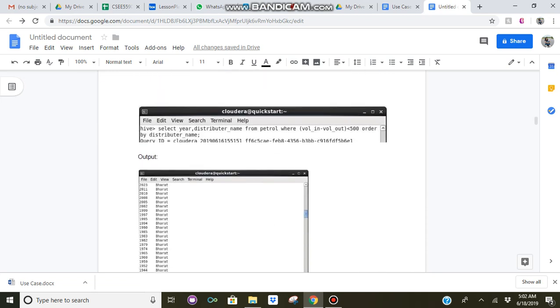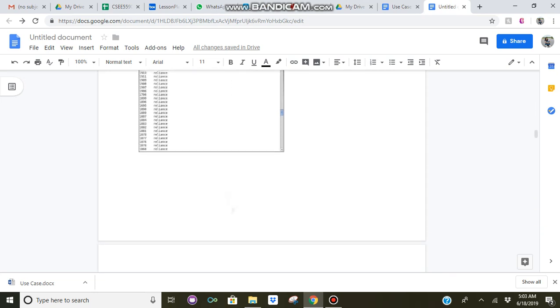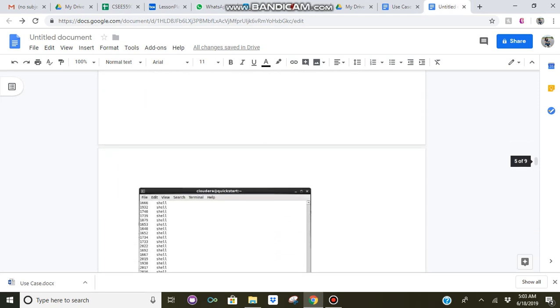And query 4 is about finding the distributors who have a difference, along with the year and the difference in that year. So in this we are selecting the year and the distributor name from the petrol dataset, and we are using the where clause to find the difference between the volume in and volume out, setting the limit to less than 100, and we are using order by distributor name. So this gives all these outputs.